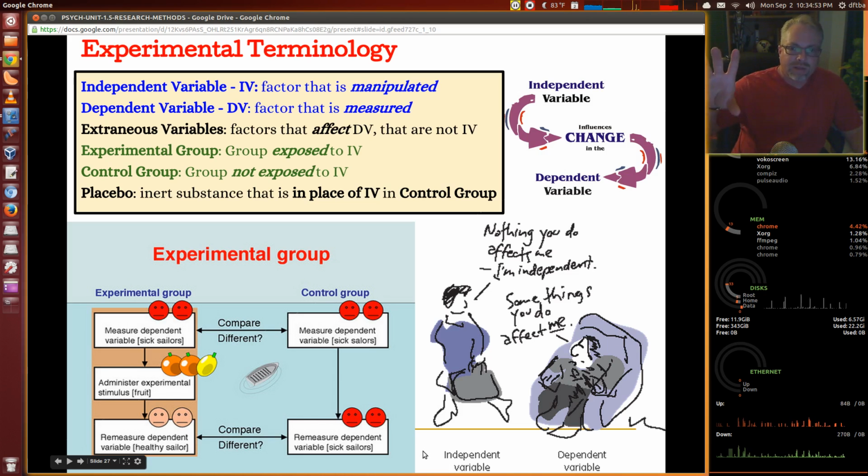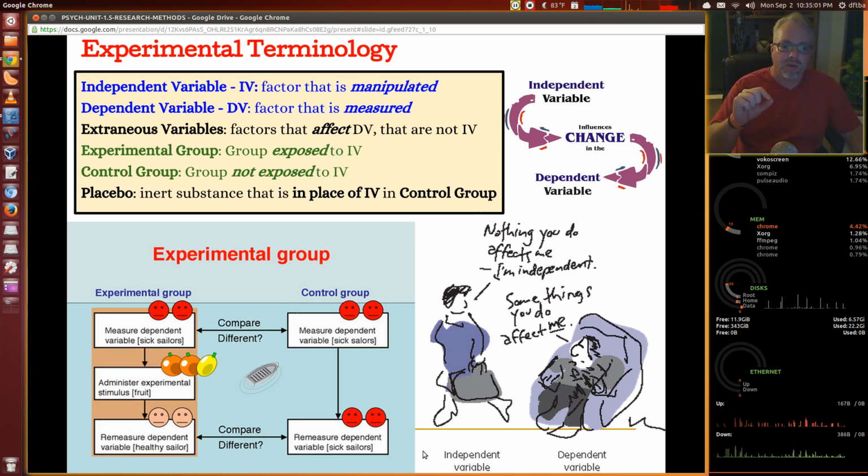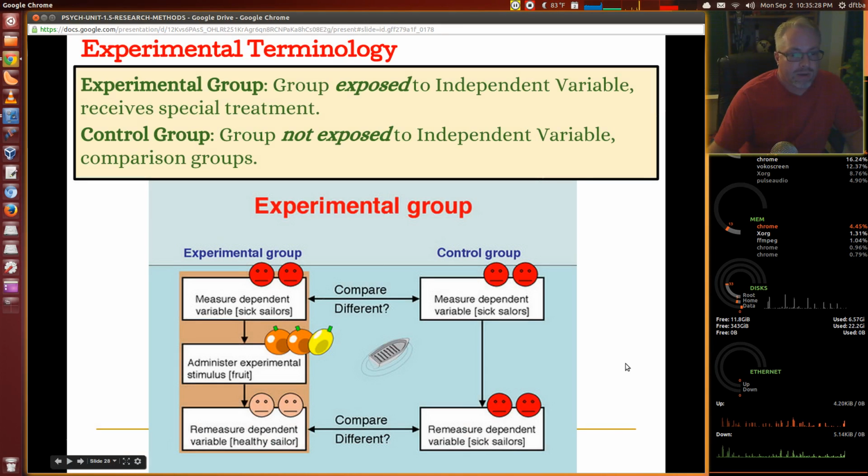I really like the two on the side here. The independent variable influences change in the dependent variable. And the really nice graphic at the bottom, she is the independent variable, he is the dependent variable, she is leaving, and says to him, nothing you do affects me, I'm independent. And the dependent variable looks up at her and says, some things you do affect me. So what affects or influences change? The independent variable. So we'll be looking at that in a couple different experiments.